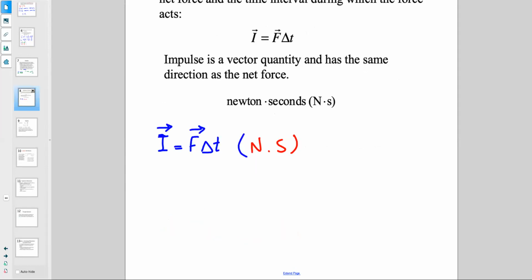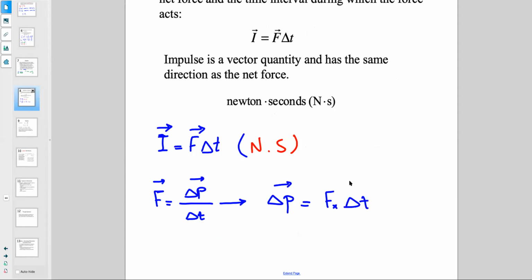I have F being delta P over delta T. I can write this in this form: delta P equals F times delta T, F delta T, right? And you have seen this before. A force being applied over a period of time is impulse. So this is impulse.